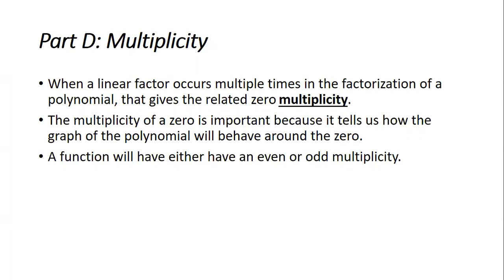When a linear factor occurs multiple times in the factorization of a polynomial, that gives the related zero multiplicity. So what that is saying is if I had x minus 3 times x minus 3 times x minus 3, that the x minus 3 appears multiple times, right? So it can be condensed down to x minus 3 to the third. Does that make sense? So it has a multiplicity of 3 because how many times was it repeated? 3 times. Cool?